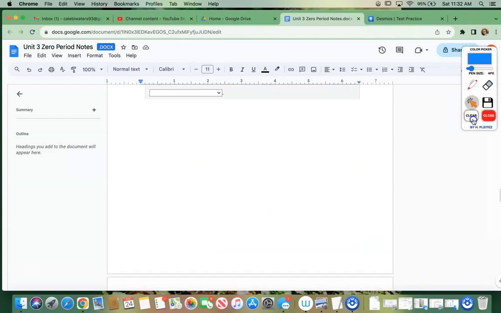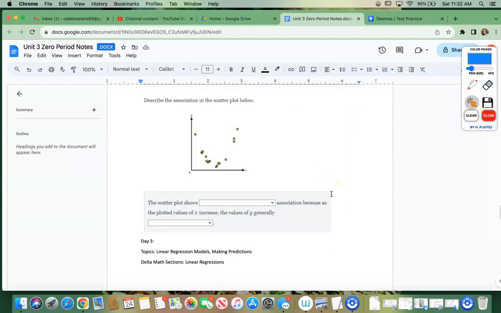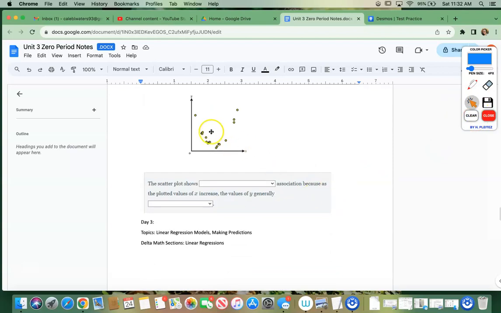Then for this next one, that one is a weird one. Y'all see how it's kind of a U shape? It looks like it might even be close to a parabola from a quadratic, right? So this one says the scatter plot shows a non-linear association because as the plotted values of x increase, the values of y generally follow a non-linear pattern.